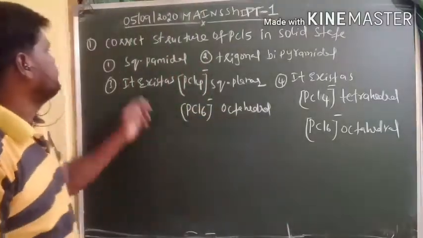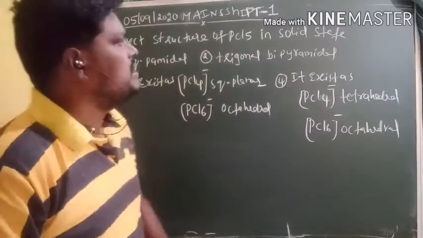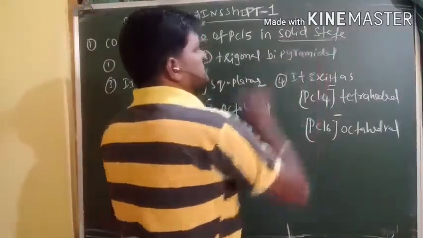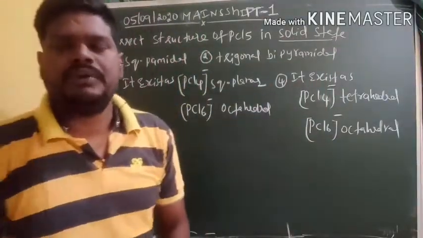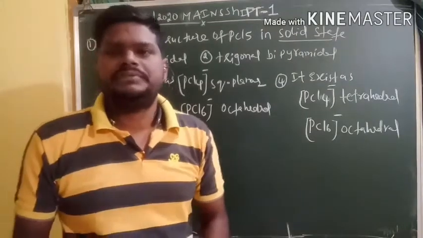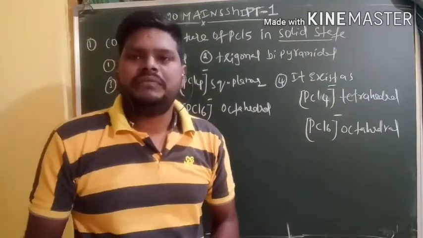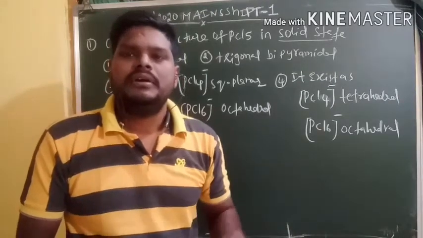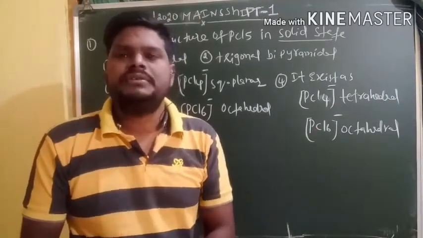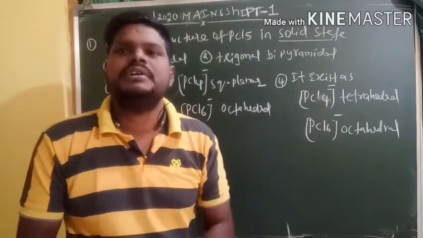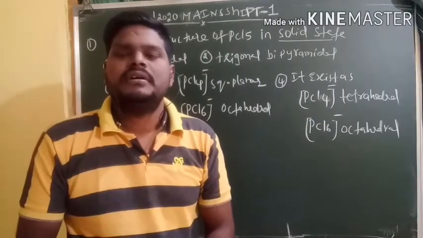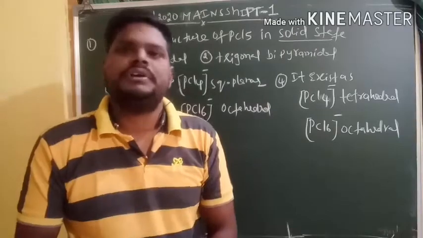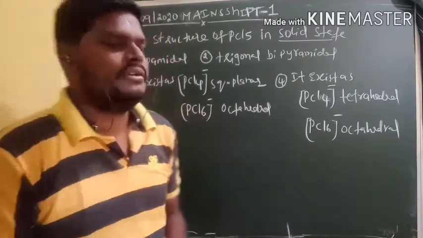First question: correct structure of PCl5 in solid state. PCl5 structure is trigonal bipyramidal in gas state and liquid state. But in the case of solid state, it exists as an ionic solid.